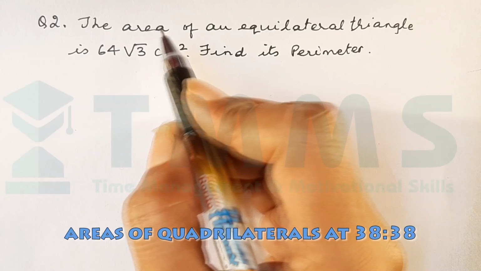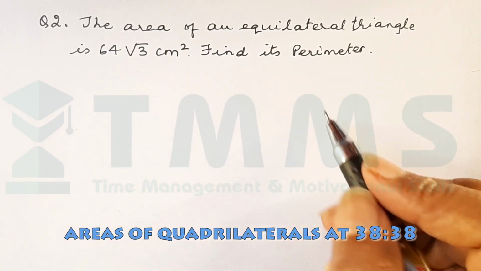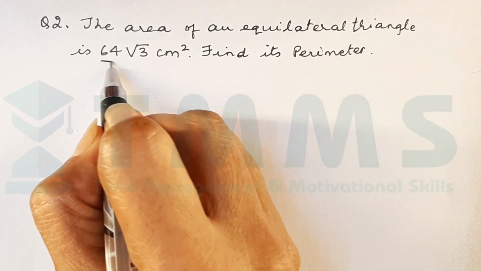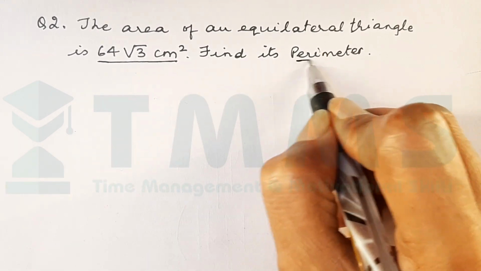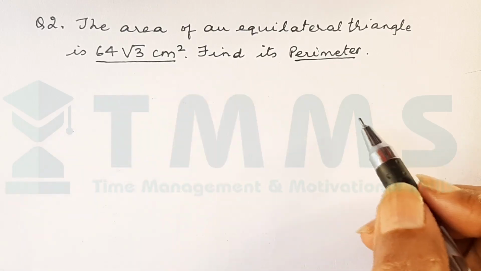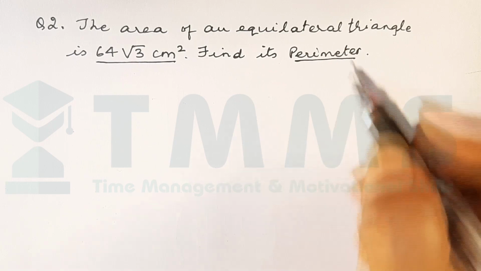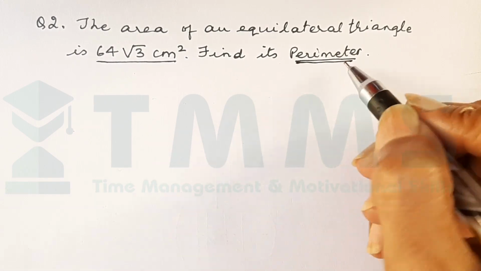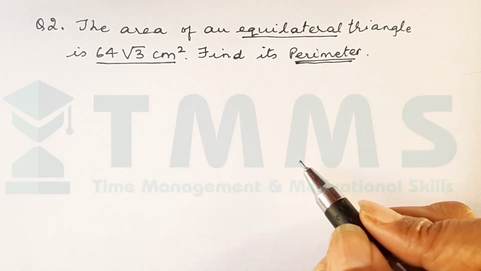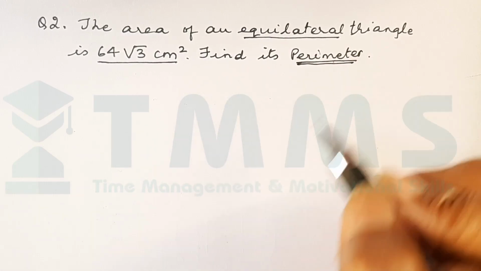Our question 2 says the area of an equilateral triangle is 64 root 3 centimeters square. Find its perimeter. Now again, tip number 2, I have told you, connect the known with the unknown. Perimeter does not have a formula that looks like area, so understand what is perimeter. Perimeter means sum of the sides. This is an equilateral triangle, means all sides are equal. When all sides are equal, the perimeter will be 3 into A.